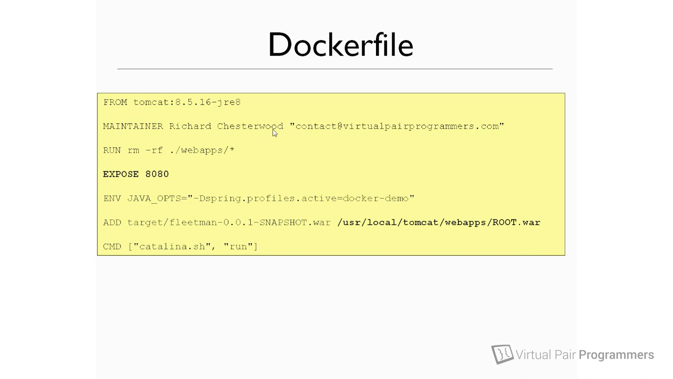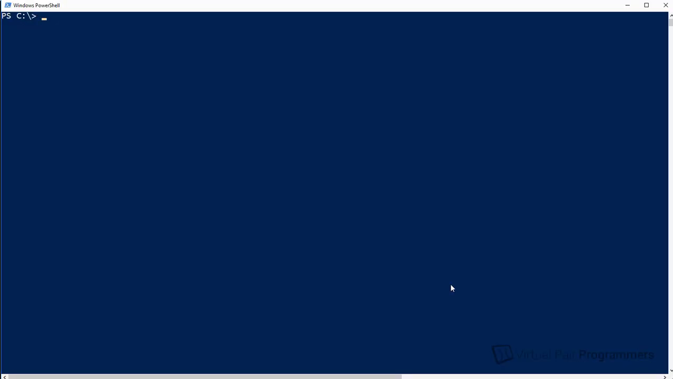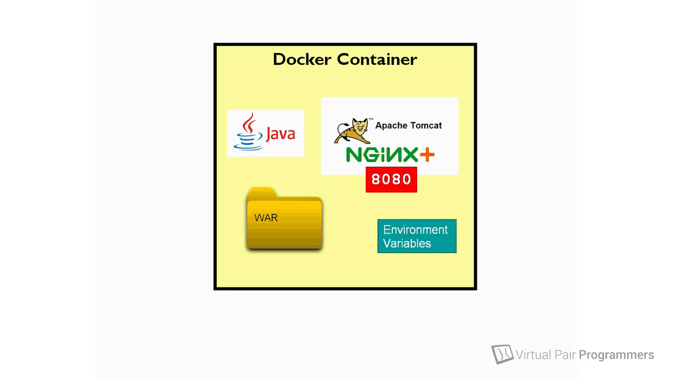Quite a lot to learn about Dockerfiles later on in the course, but for now, we actually know enough to be able to run this image. To run an image, we need the command docker container run, followed by the name of the image that we're running. So that's going to be virtualpairprogrammers/fleetman-webapp. Before I run that command, there's something very important that we need to do.